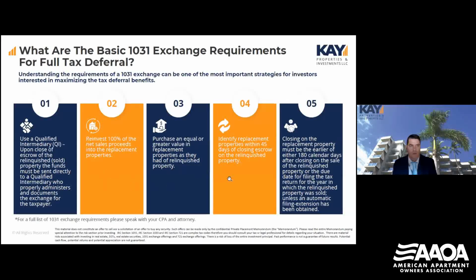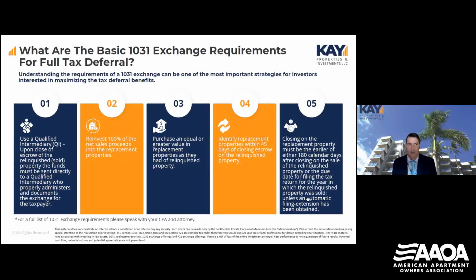And then moving on to the following rule, closing on the replacement property must be the earlier of either 180 calendar days after the closing of the sale of the relinquished property or the due date for filing the tax return for the year in which the relinquished property was sold, unless an automatic filing extension has been obtained. So the second component there that you need to be aware of is that you need to complete your exchange before you file your taxes for those years.